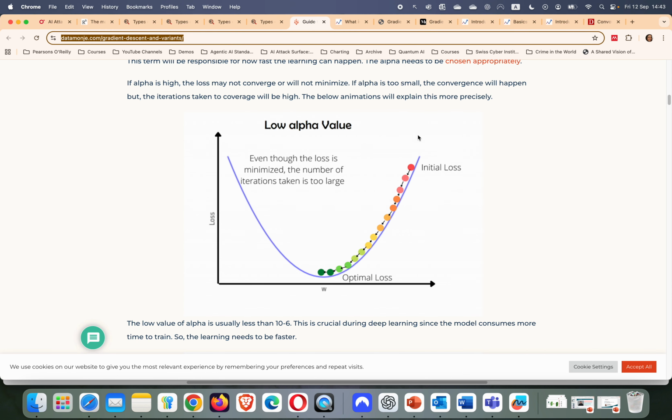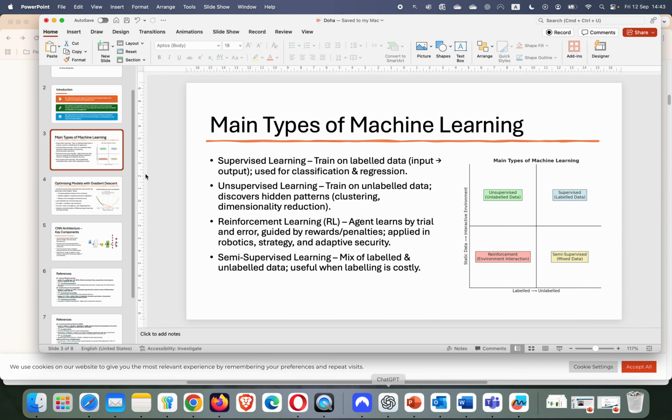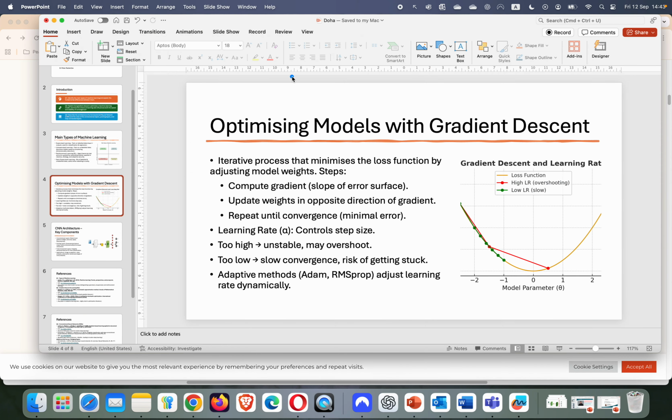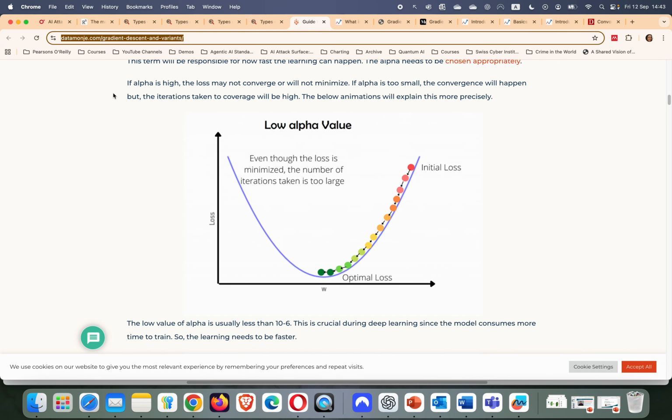Now we're going towards the second question. The second question, just as a reminder, was how do you optimize models with gradient descent? So this is the image that I designed. Let's look at how other people have described this. And for this, I'm going to be using an article which is in the list of references below from Monge. So first you have, let's say, the low alpha value.